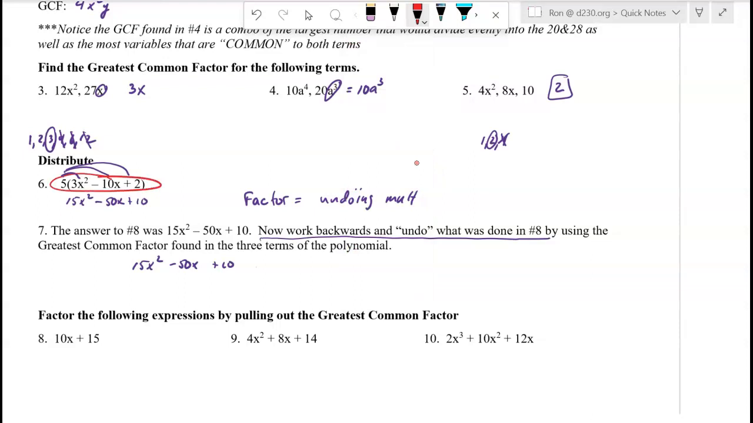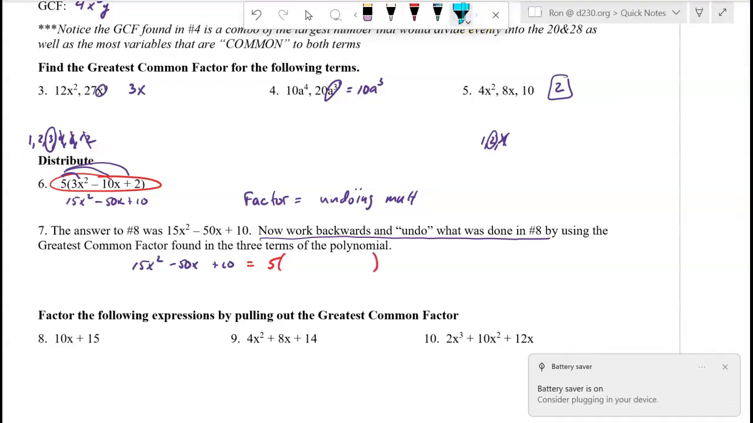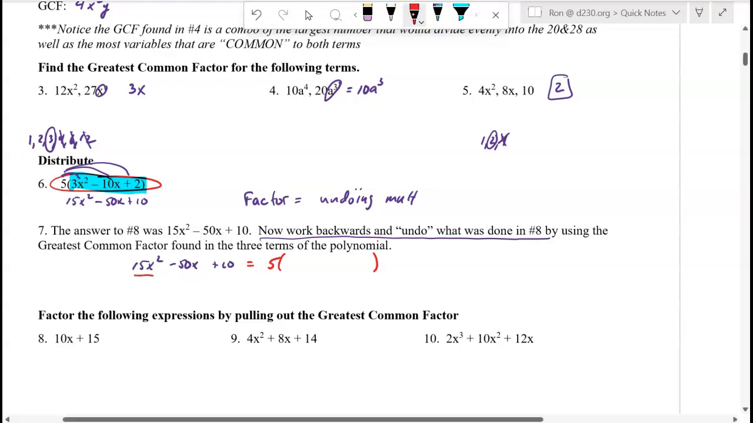Well, if I look at the greatest common factor between 15, 50, and 10, I know that 5 is the greatest common factor. But if 5 is the greatest common factor, how do I get this expression here? I think the easiest way is once you find your GCF, all you're going to do is go ahead and divide everything by the GCF. So 15 divided by 5 is 3. I bring over the x squared because nothing simplifies there. Minus 50x divided by 5 would be 10x. And 10 divided by 5 is 2.